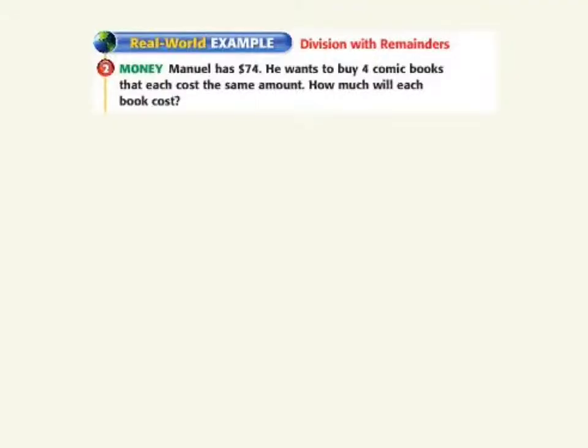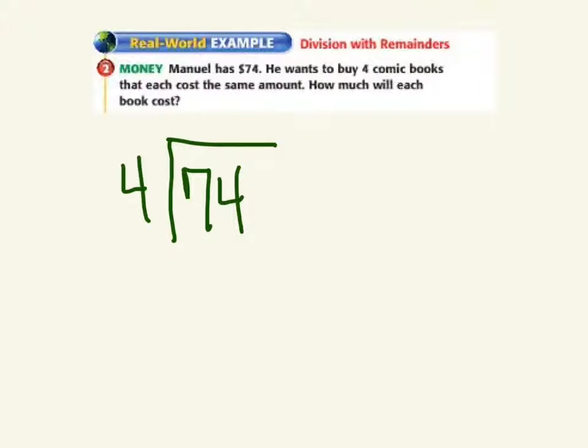This one's a little more difficult to read. It says Manuel has $74. He wants to buy 4 comic books that each cost the same amount. How much will each comic book cost? So if he has a total of $74 and he wants to buy 4 that cost the same amount, let's assume he's going to use all his money. Divide 74 by 4.